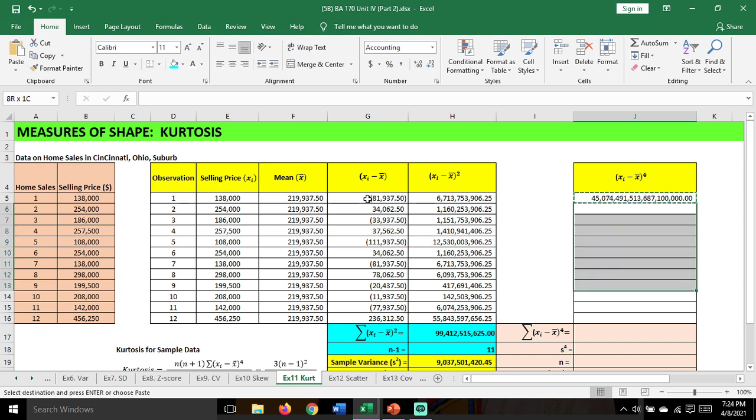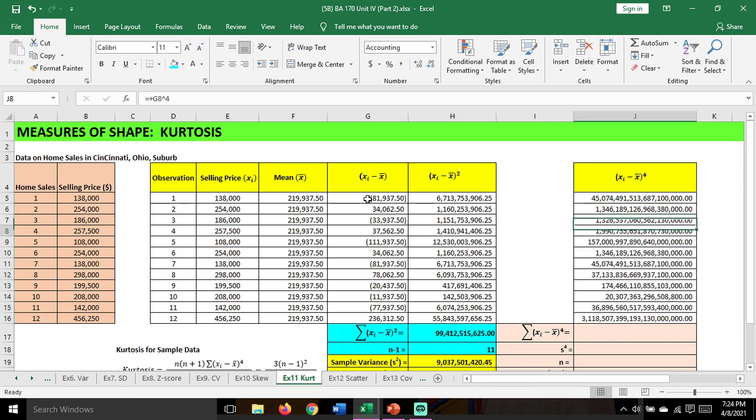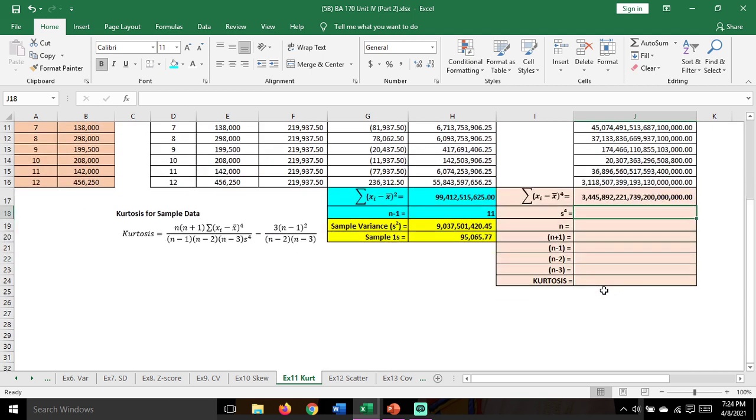So, medyo mataas na siya. Ka-copy-paste lang natin. And then, we get the sum. There. And then, for the standard deviation, i-raise din natin siya into 4. So, we have 12 na n. We have 13 here, n plus 1. 11, 10, 9. So, for the kurtosis, we have n.